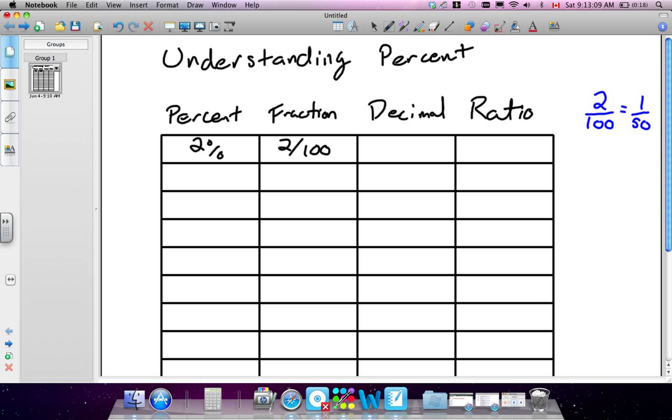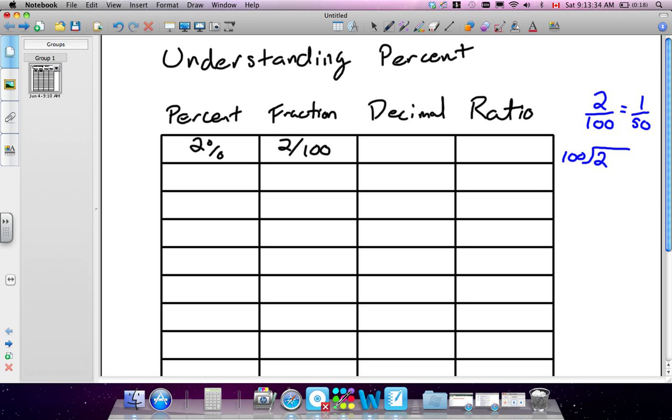Our decimal, what we do is we divide that. This is what a fraction means. This line here means divided by. So this is 2 divided by 100. We'll also do that in blue. What that means is we have the number 2, and it's divided by 100. So it looks like that.